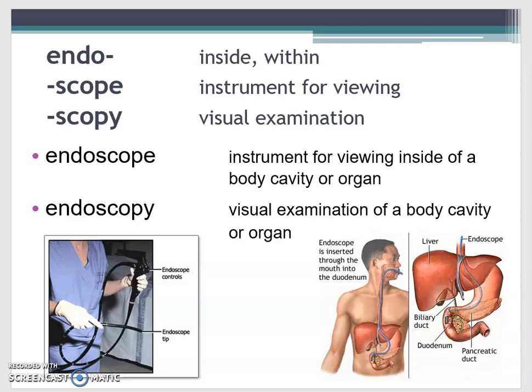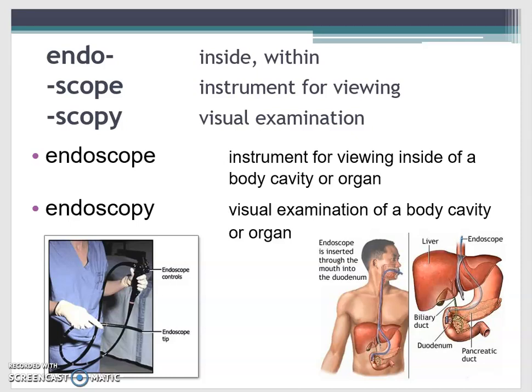Likewise, we take the same prefix, endo, and we attach it to scopi. And remember the Y rule. It can be a procedure or a process. It typically is, about 60% of the time. Here we have our Y. We put it on the end. We have endoscopy. Now note the pronunciation. Endoscope, endoscopy.